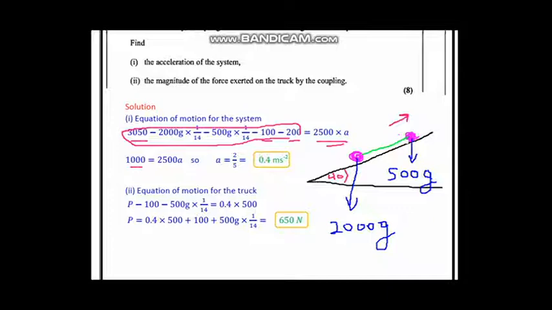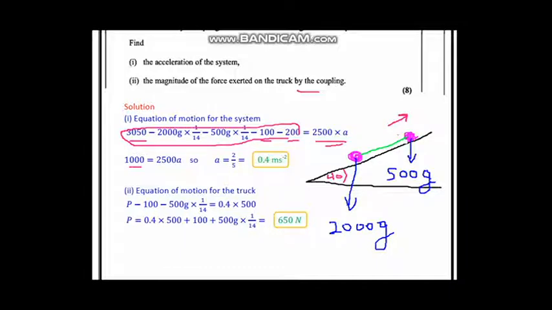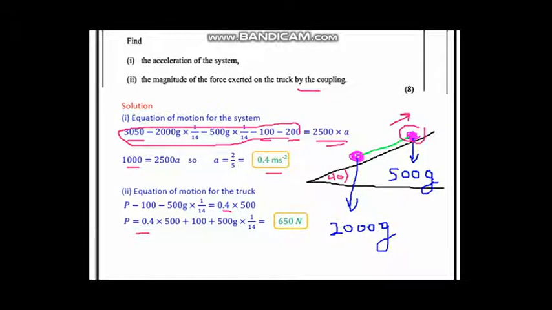This is the first part. Now the equation of motion for the truck only. The push upward is opposite to the friction force, which is 100, and the component of weight, which will be 500g multiplied by sine of angle theta, which is 1/14, equals the acceleration from the first part, 0.4, multiplied by the mass, which is 500. Using inverse operation to get P will be 650 Newton. I hope you got it.